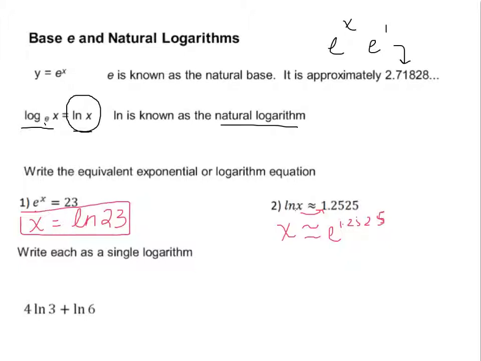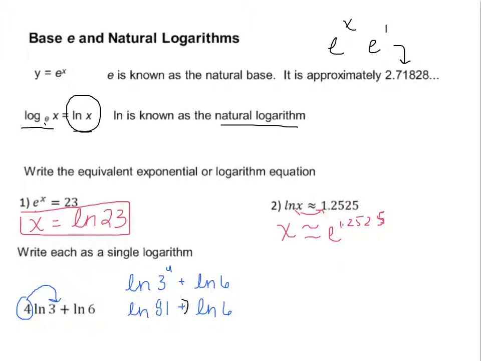Okay, so now we're going to use our properties of logarithms to combine our natural logarithms into a single logarithm. So here we have 4 times the natural log of 3 plus the natural log of 6. Our properties of logarithms say numbers that are multiplied out in front are really exponents. So this is really the natural log of 3 to the 4th plus the natural log of 6. Well, 3 to the 4th is 81, so this is the natural log of 81 plus the natural log of 6.